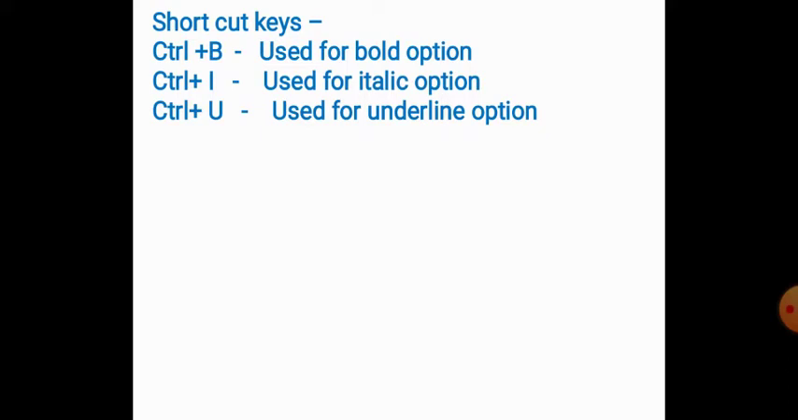Children, if you like, we can also use shortcut keys for bold, italic and underline. Now what we have to do? We will press the Control key, hold it down, and then we press B for bold option, I for italic option and U for underline option.